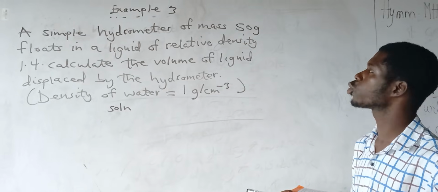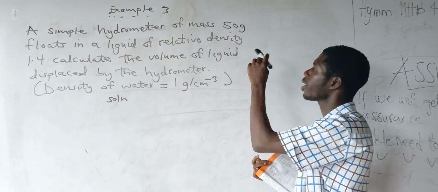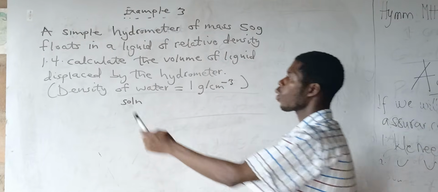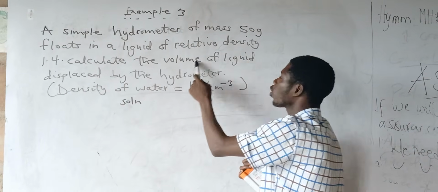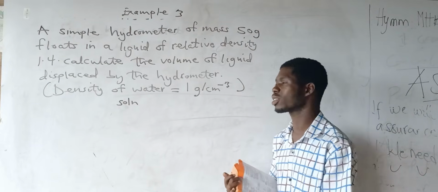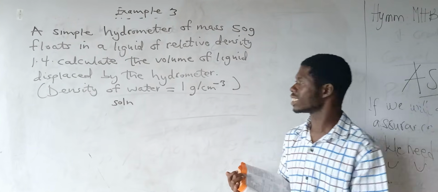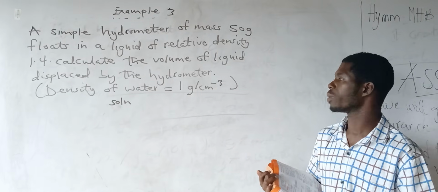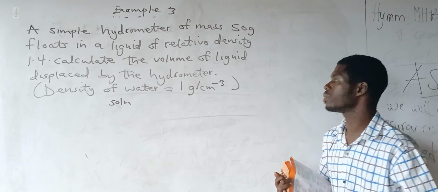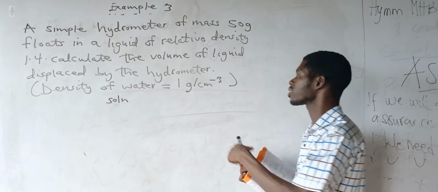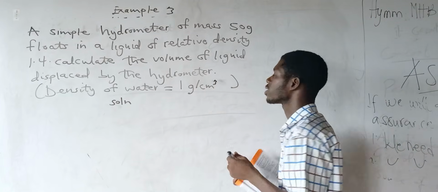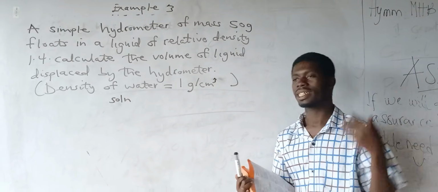A simple hydrometer of mass 50 grams floats in a liquid of relative density 1.4. Calculate the volume of liquid displaced by the hydrometer. And the density of water was given to us as 1 gram per centimeter cube.